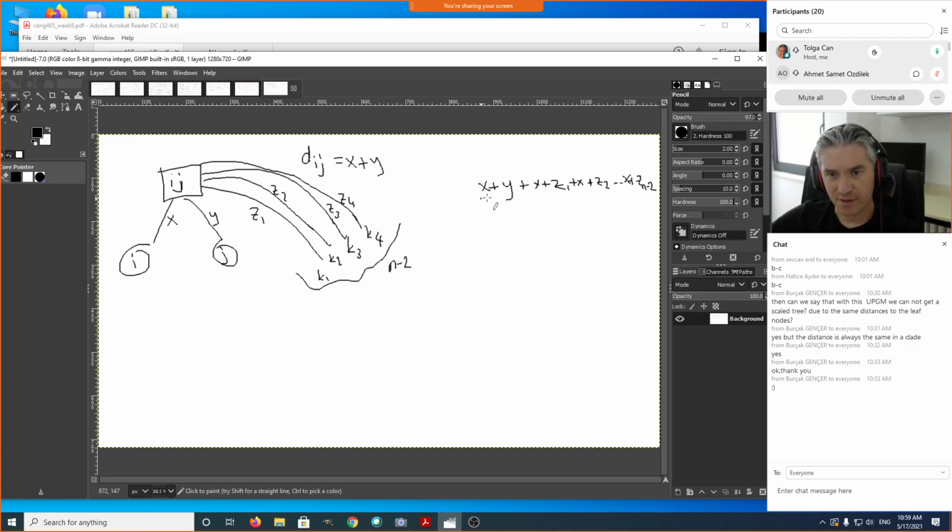Now, if you take a look at this, if I call the entire summation z1 to z(n minus 2) this capital Z, what we are going to see here is that I have one y here, and I have one x here, and so x plus y, and I have n minus 2 other x's here, and plus a big Z.